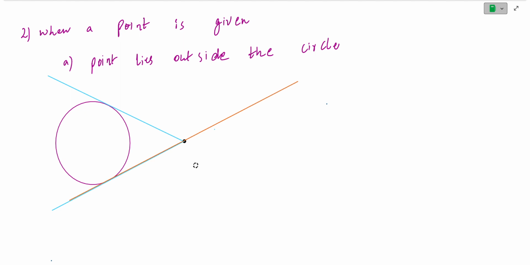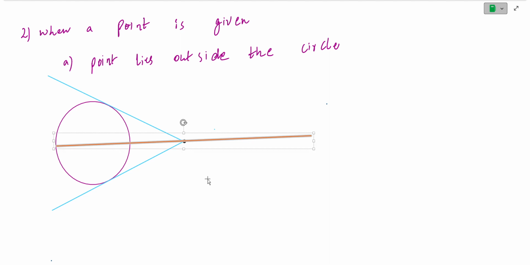Now from the diagram we can understand that from a given point external to the circle, we can draw two tangents, one is this and another one is this, to a given circle. That is the conclusion I have got here. So now I am going to discuss what the equations of the tangents are.